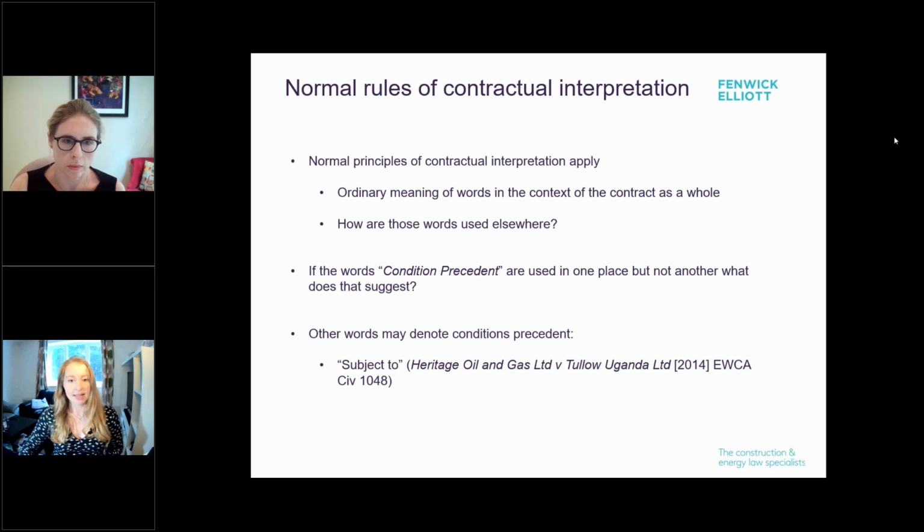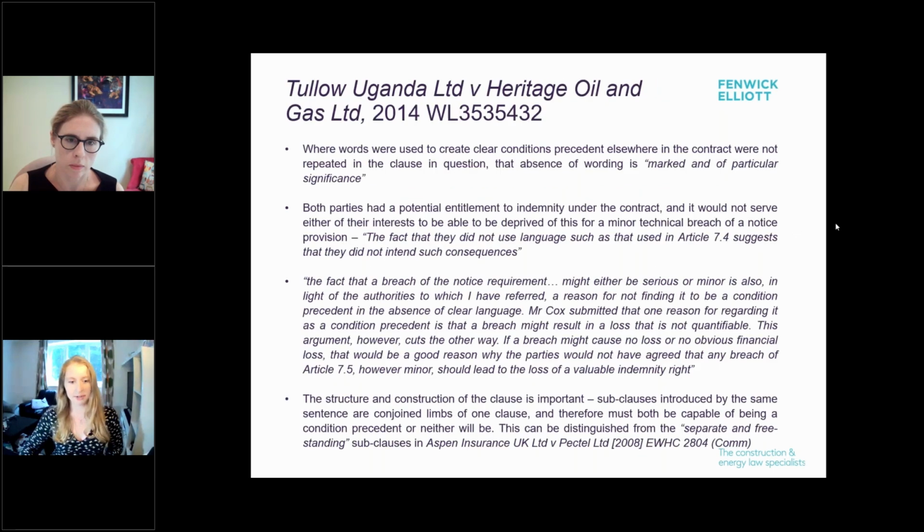The courts have accepted that there are other words besides the words condition precedent that can have the potential to form a condition precedent, such as "shall be subject to" or "shall be conditional upon", but oftentimes they can fail at sufficiently establishing a conditional link when the contract as a whole is taken into account. And this was the case in Tullow and Heritage Oil in relation to the use of "subject to".